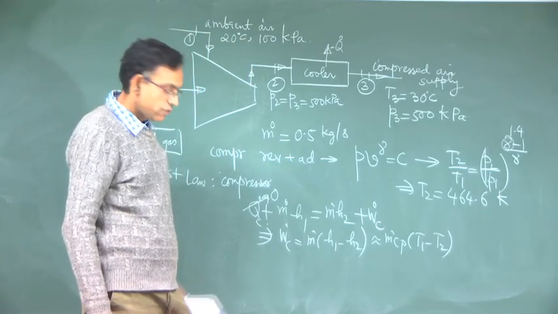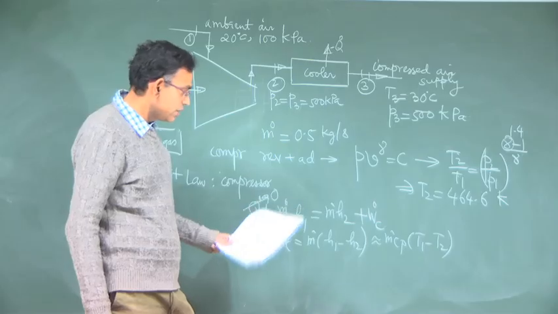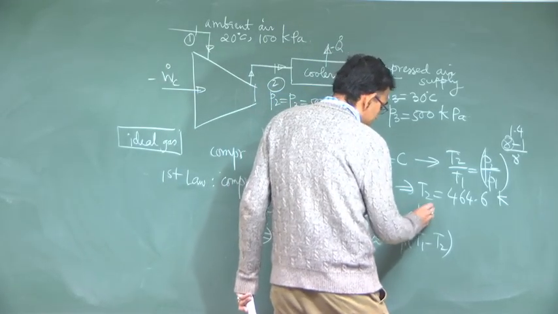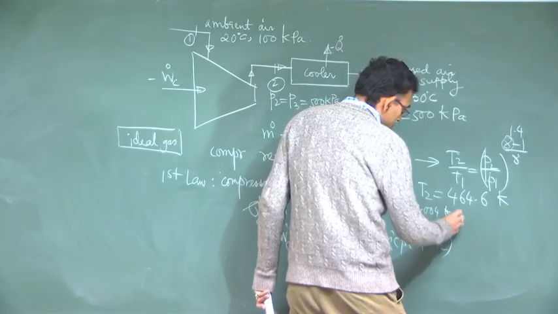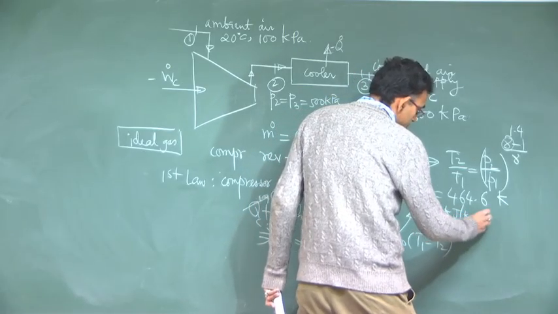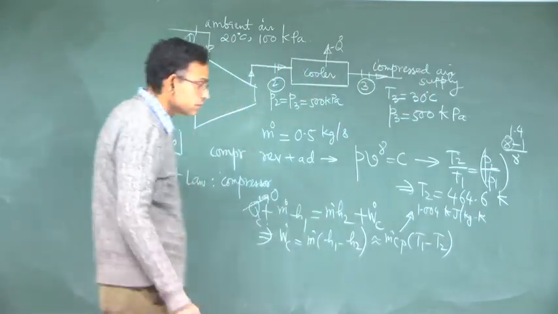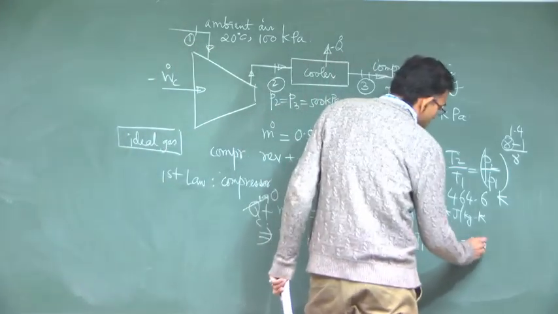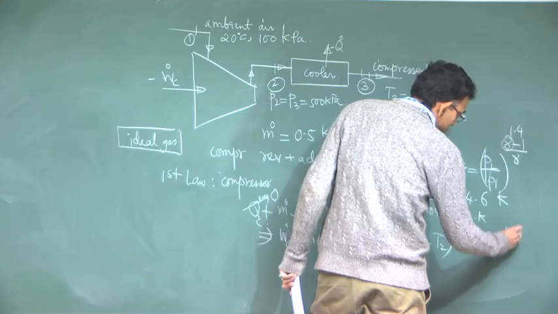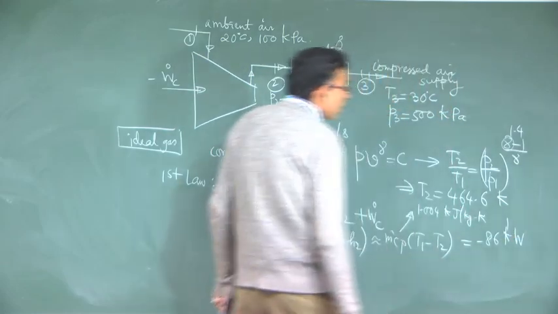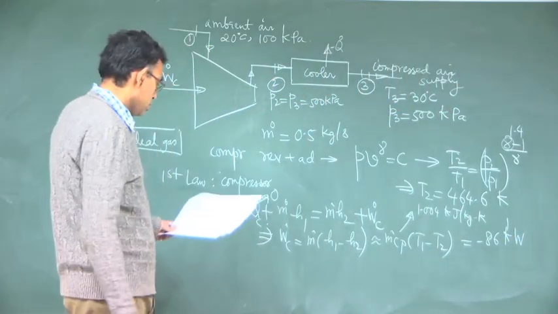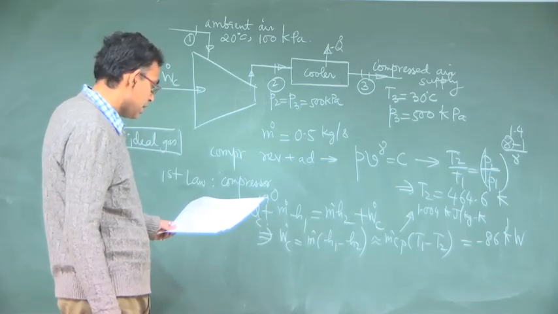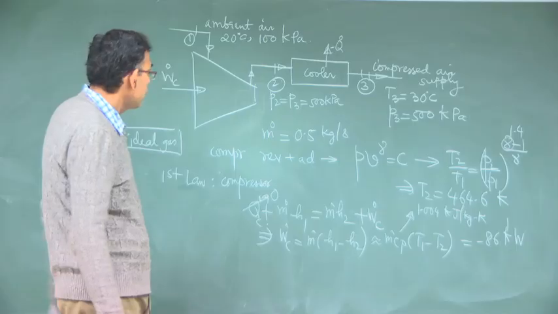Okay. So, you can substitute the values. Cp for air is 1.004 kilojoule per kg Kelvin. So, this will be minus 86 kilowatt. So, that is the first question, power required to drive the compressor and rate of heat rejection in the cooler.